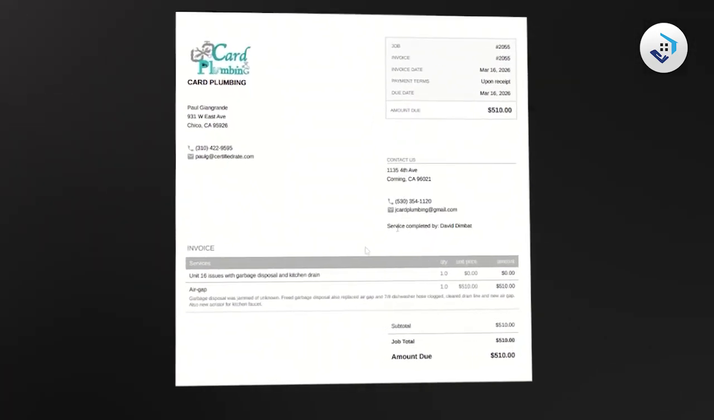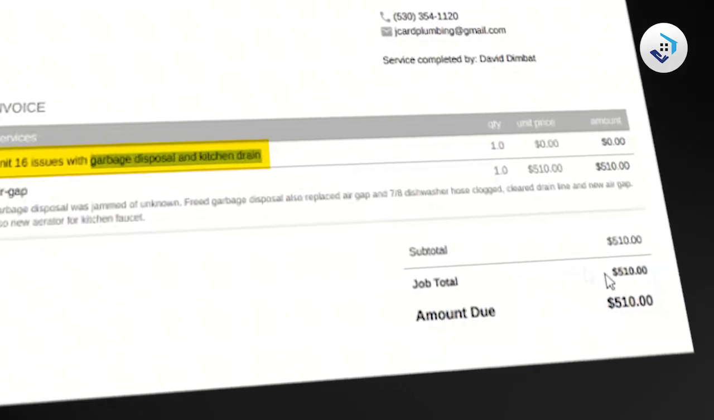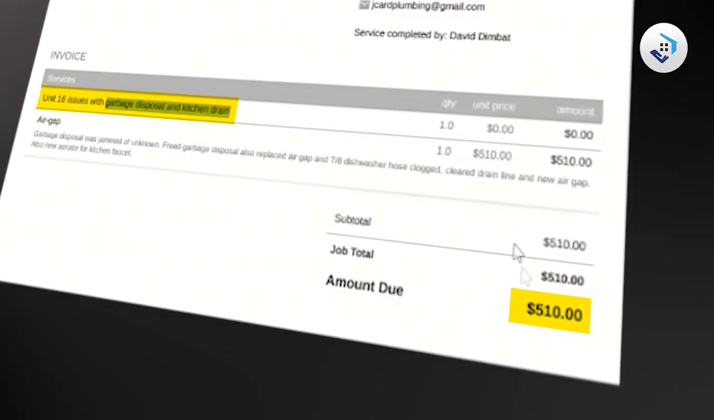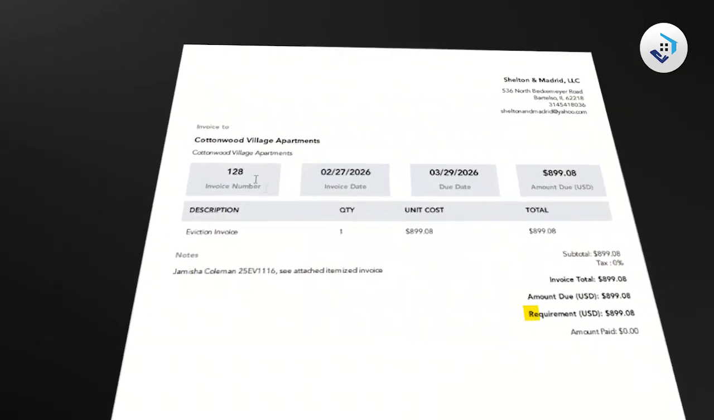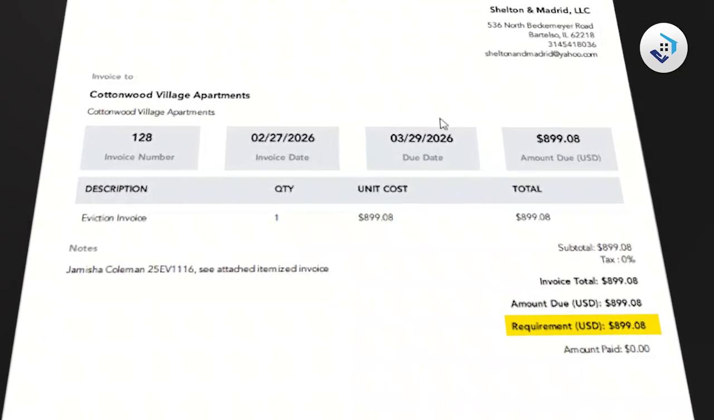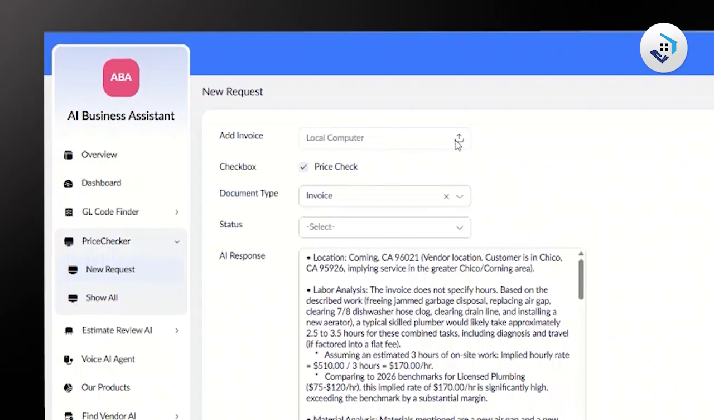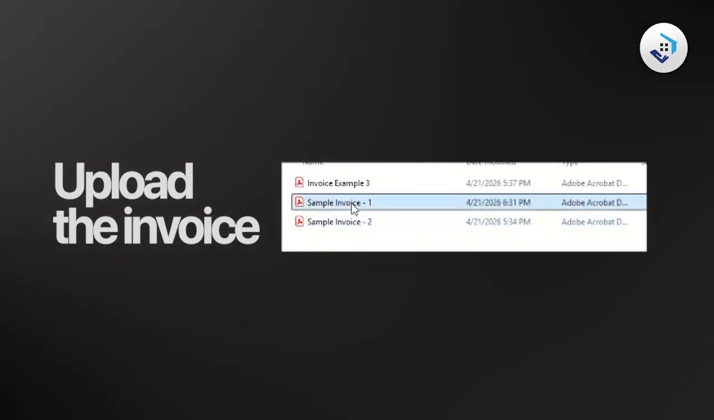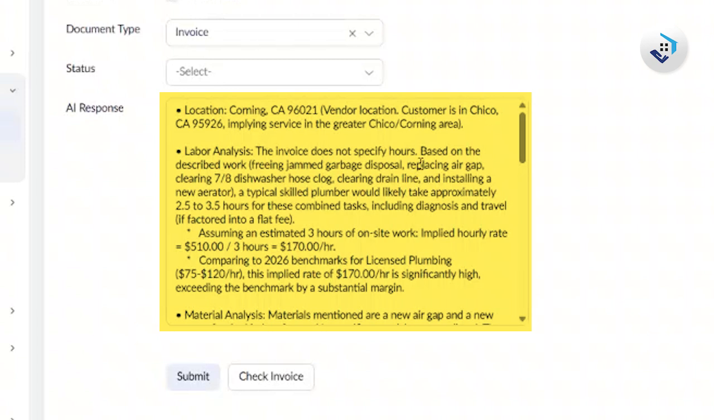One is for a kitchen repair, maybe a drain and garbage disposal fix, priced at $510. Another one is for cleaning a unit at $225. And the third is a legal invoice for an eviction coming in at $900. Now, instead of manually researching each one, you just upload the invoice into the system. Once uploaded, the AI scans the document, understands the service, and compares it with real market data based on location.